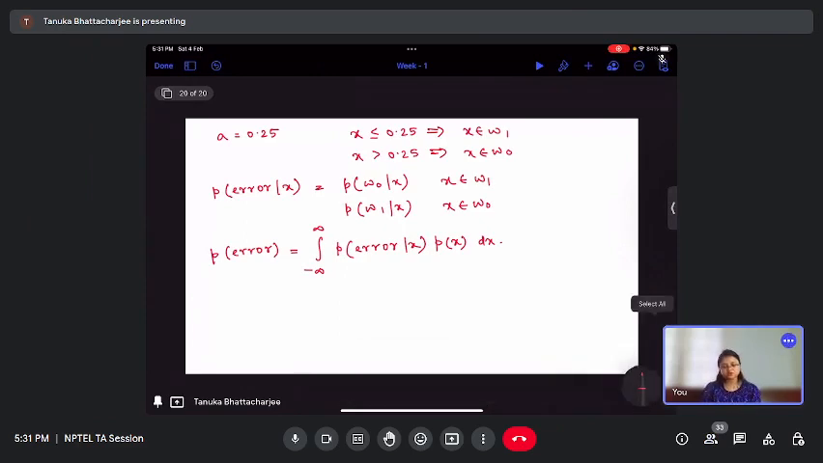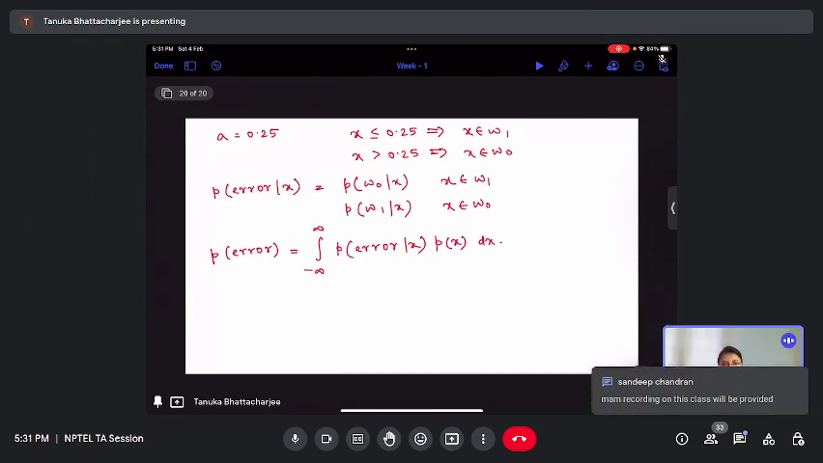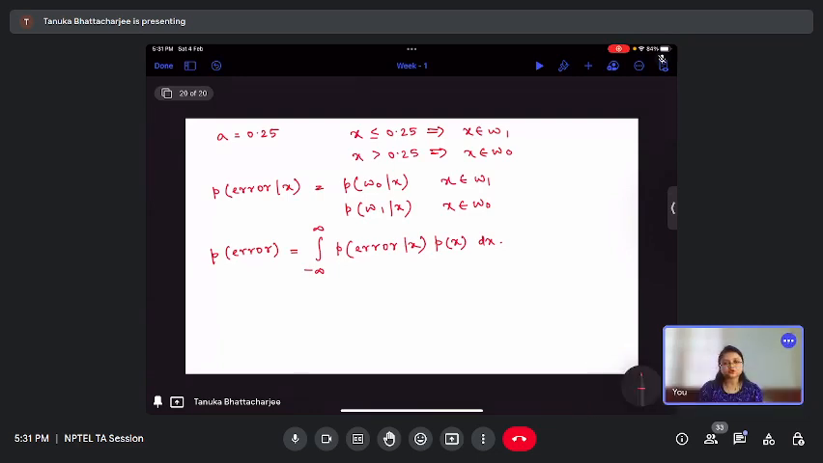So now here, you have two different expressions for probability of error given x. Yes, Sandeep, the recording will be provided, you will get a YouTube link for this.